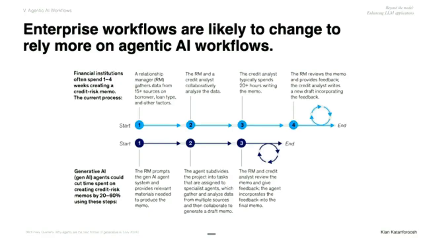And the process has changed so that the relationship manager directly works with the Gen AI agent system and provides the relevant materials that it needs to produce the memo. The agent subdivides the project into tasks that are assigned to specialist agents, gathers and analyzes the data from multiple sources, and drafts a memo. Then the relationship manager and the credit analyst sit down together, review the memo, and give feedback to the agent, and within 20 to 60% less time, they are done. And so this is an example where you're actually not changing the human stakeholders, you're just changing the process and adding Gen AI to reduce the time it takes to get a credit memo out.